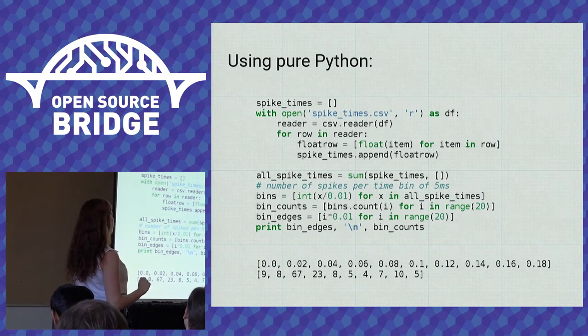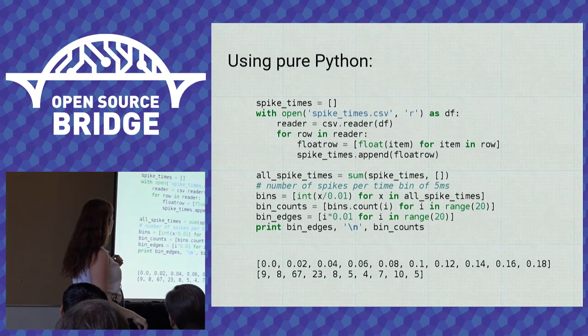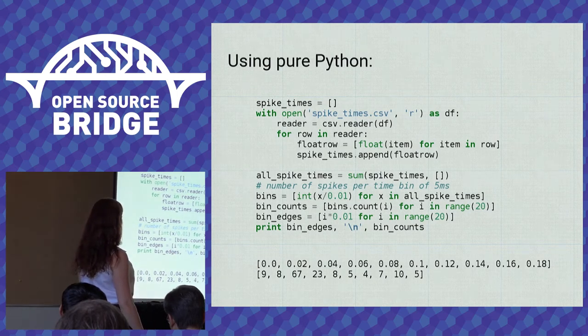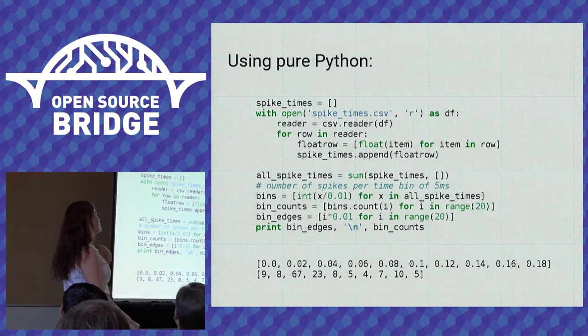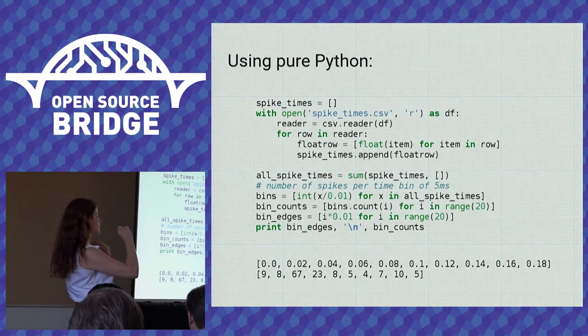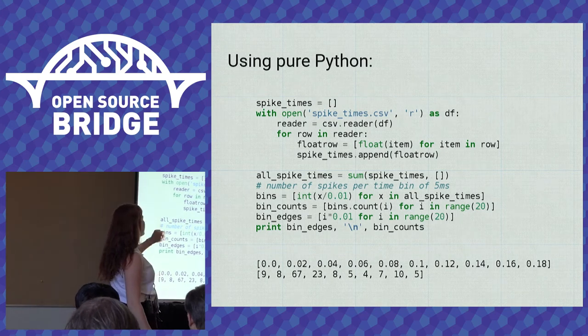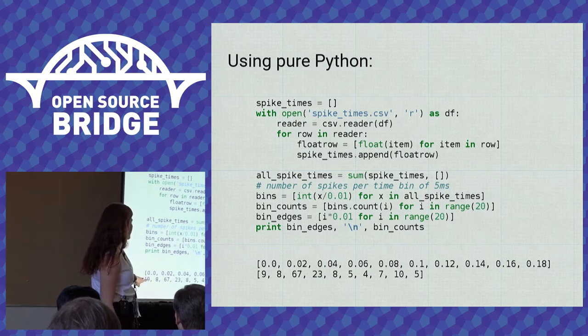So you create an empty array. You use a CSV reader that is built in with Python. And then you just read it in row by row, converting the strings to float as you go. Then you can convert, and in this case, I am deciding I don't care which repetition they came from. I just want to do it for all of the spikes. So I flatten the array, and then I get the bins that I want. Then I count them. I determine the bin edges. And then I just print it out, and this is what you get.